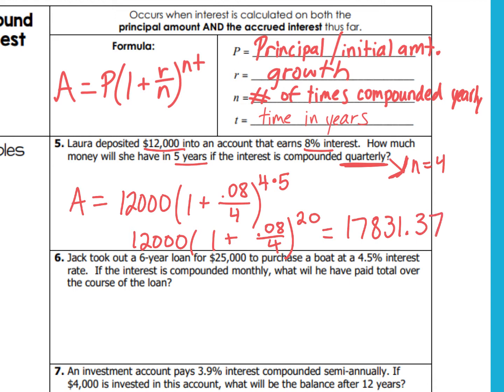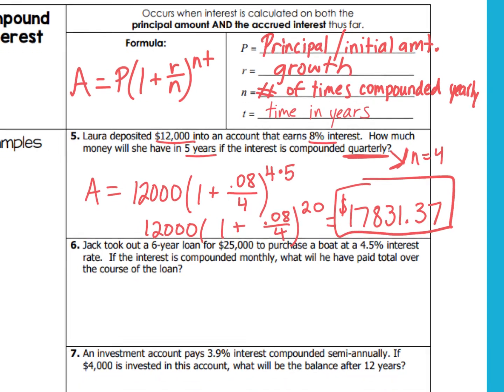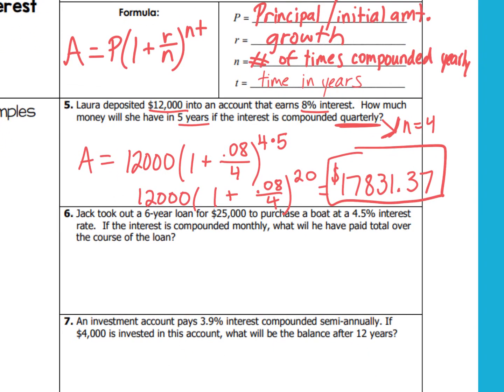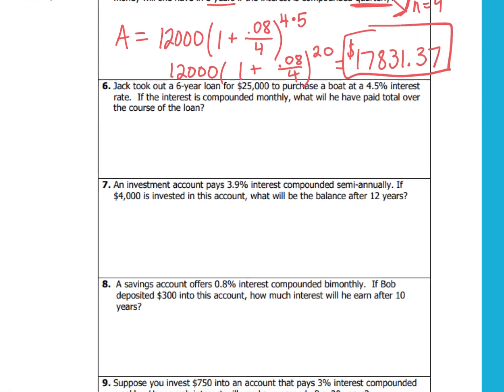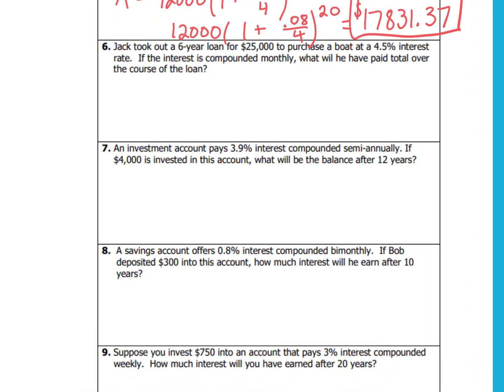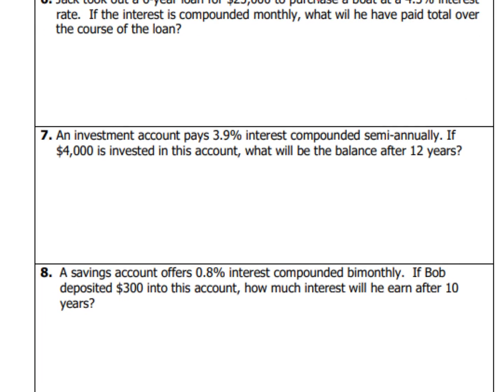Okay, round it. Did everyone get 17,831 and 37 cents? Did everyone at least try it? Questions on that? How do we feel? Okay, good. Let's do number 7, okay?